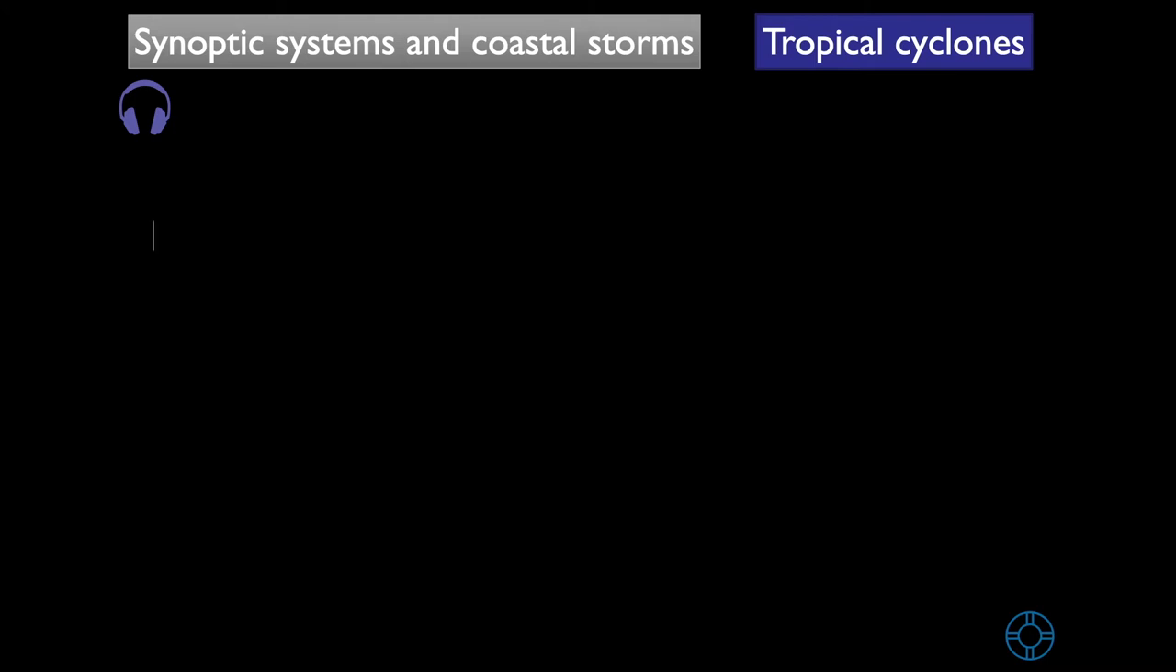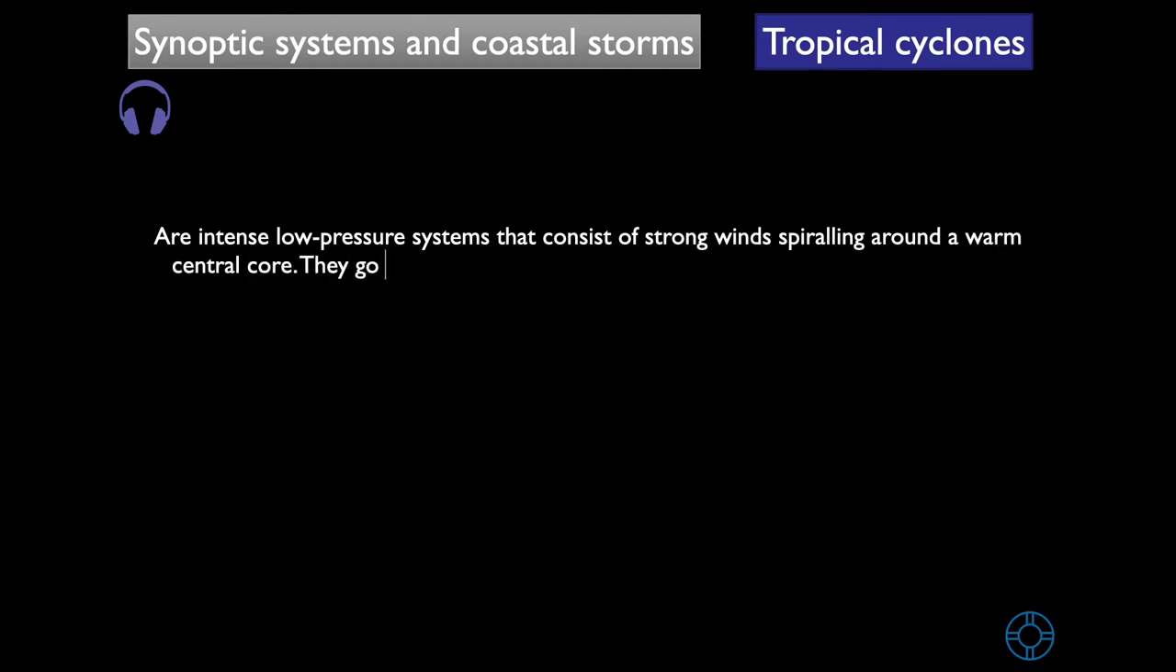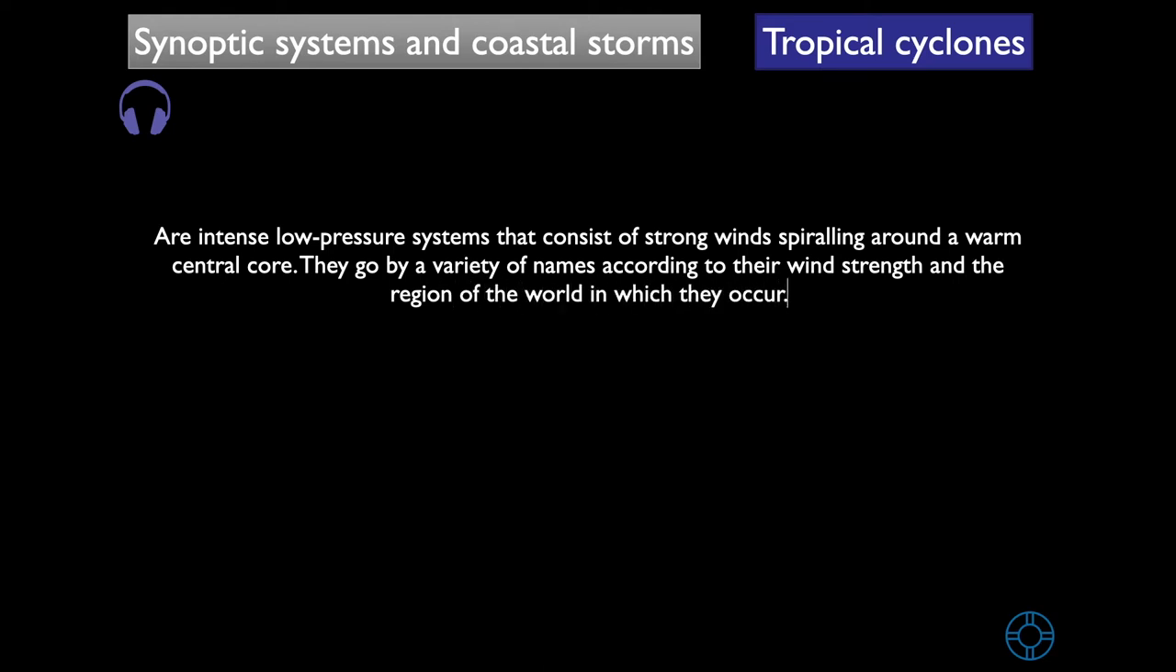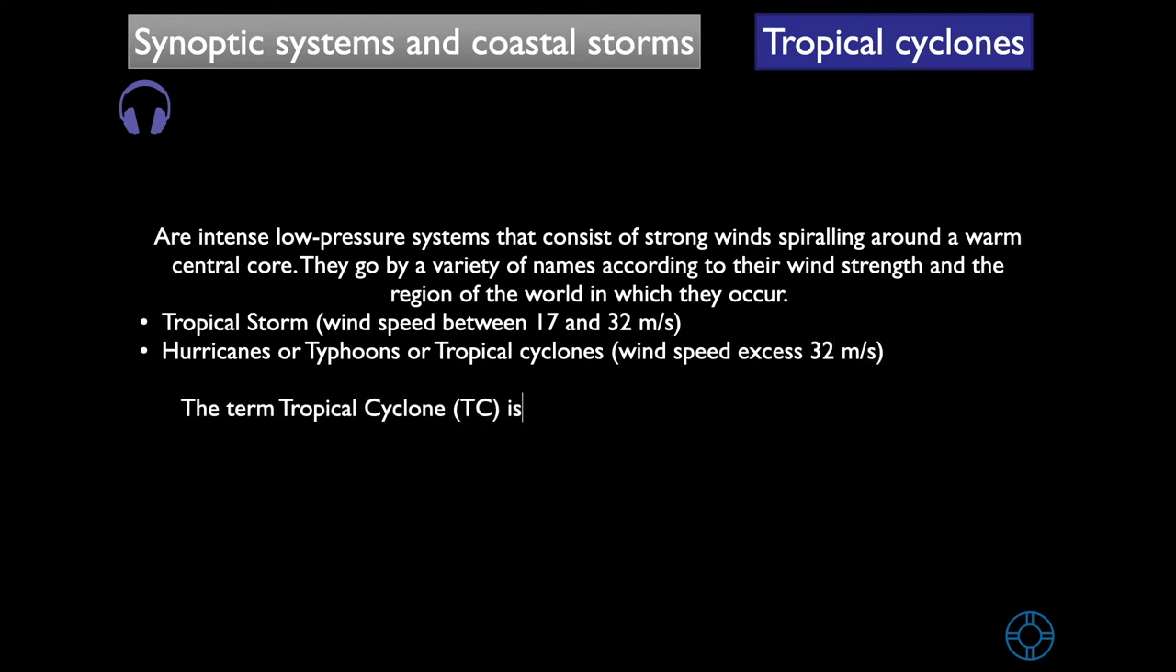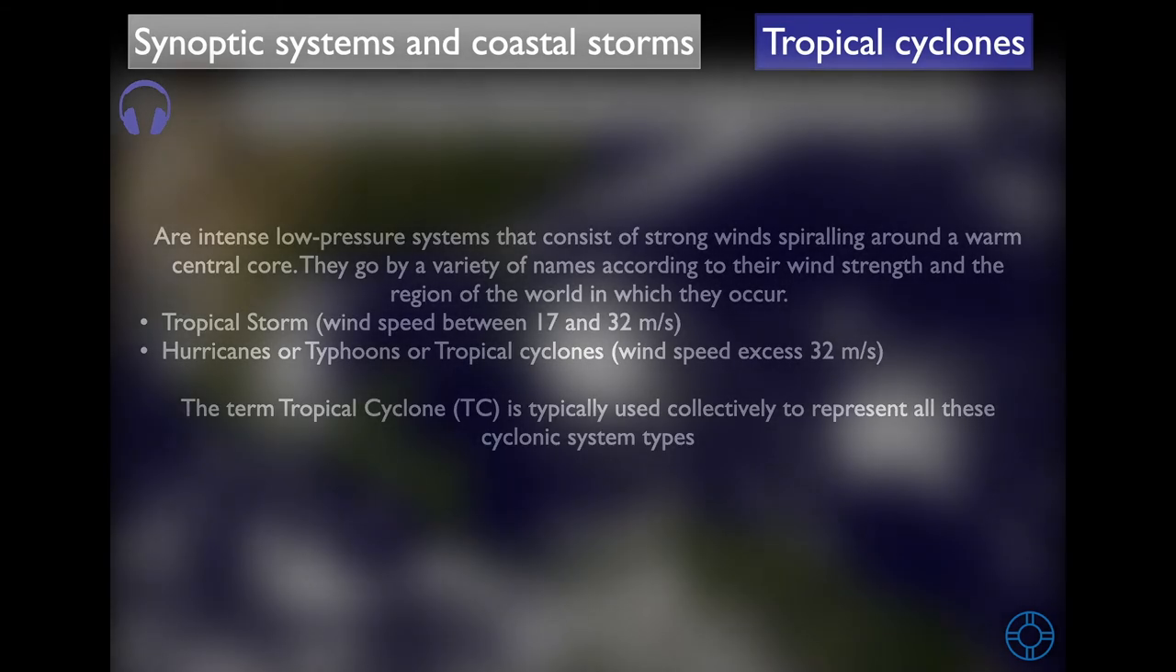The tropical cyclones are intense, low-pressure systems that consist of strong winds spiraling around a warm central core. They go by a variety of names according to their wind strength and the region of the world in which they occur. Tropical storm is characterized by wind speed between 17 and 32 meters per second, and hurricanes or typhoons or even tropical cyclones, the wind speed exceeds 32 meters per second. The term tropical cyclone or TC is a broad term and typically used collectively to represent all these cyclonic system types. Let's see two examples.